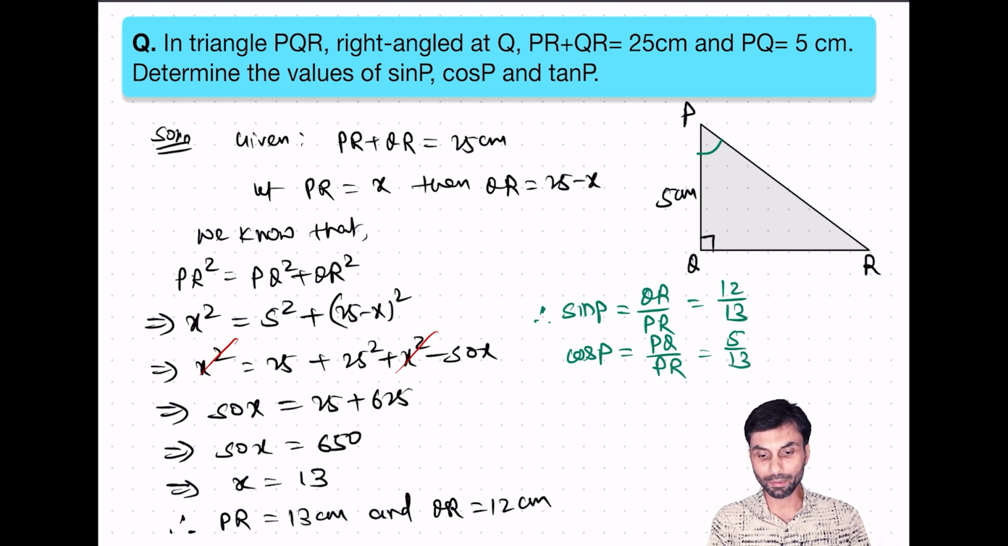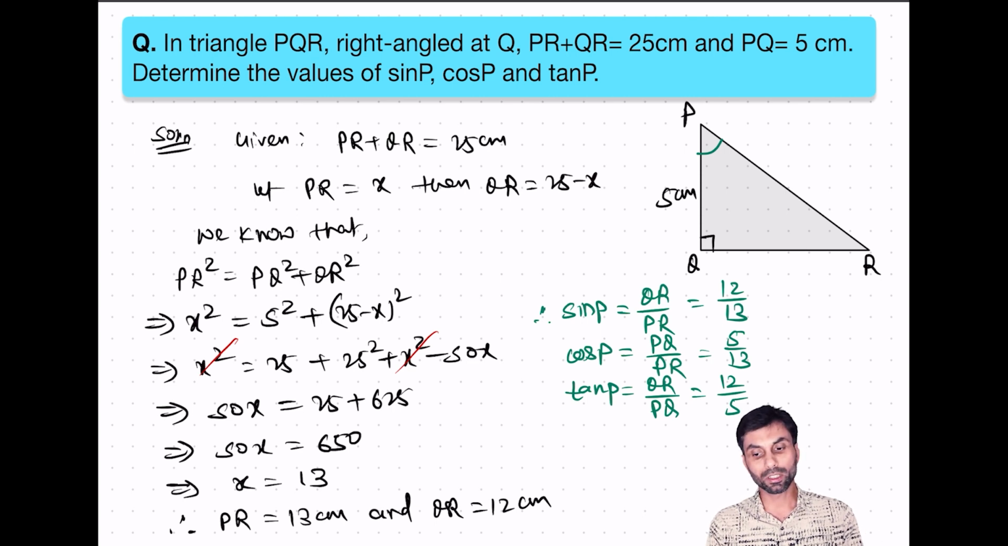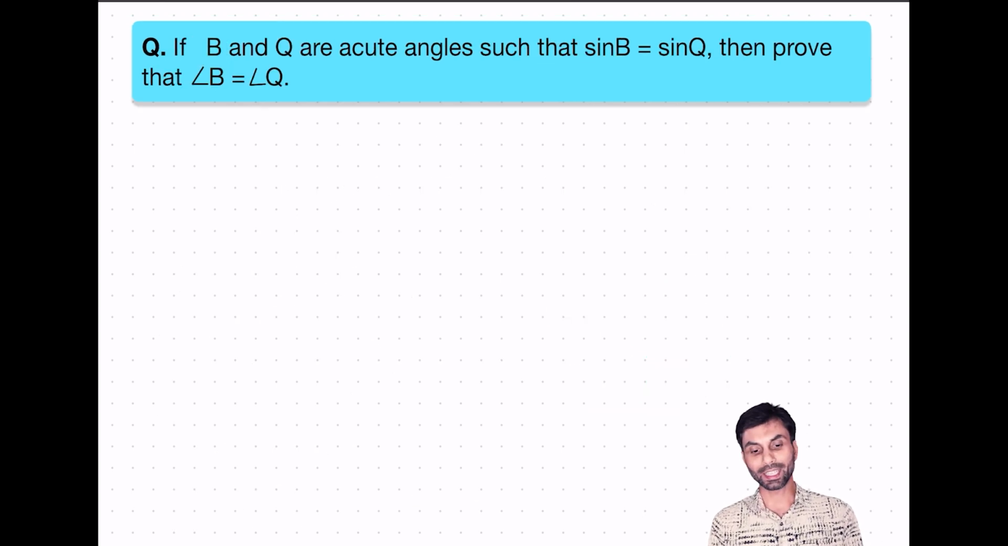And then finally we can find out the value of tan P. The value of tan P will be opposite QR upon PQ, and that will be equal to 12 upon 5. Moving to the next question now. In this question, it is given that if angles B and Q are acute angles such that sin B equals sin Q, then prove that angle B equals angle Q.